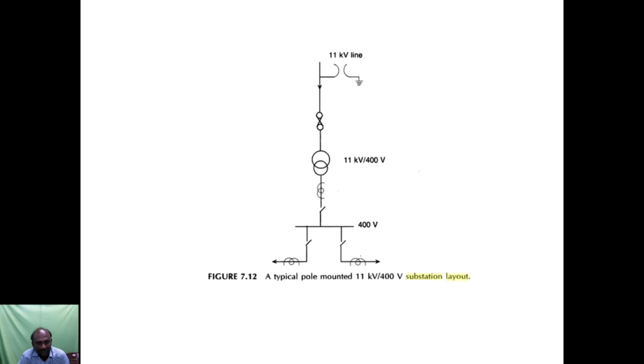Substation one-line diagram. A typical pole mounted 11 kV to 400 volt substation layout. So how it is stepped down from 11 kV to 400 volts through a transformer, and using various switchgear operations in this substation.